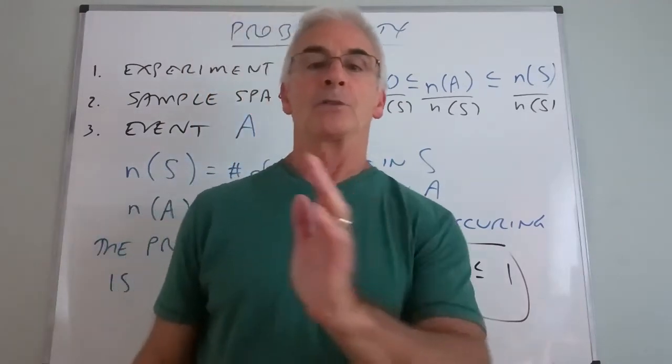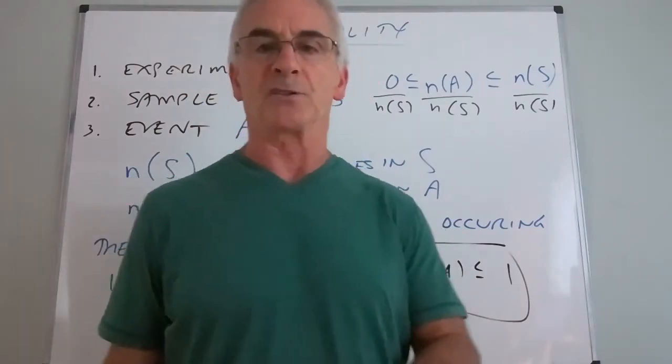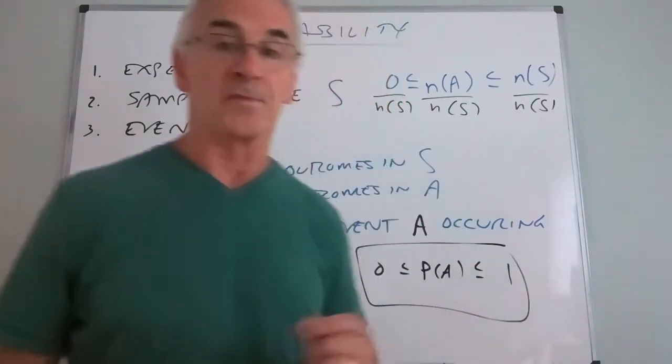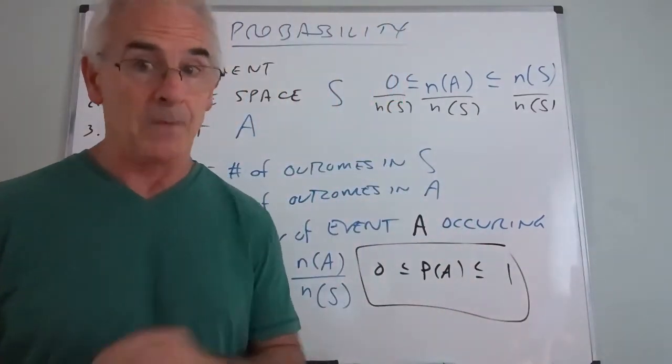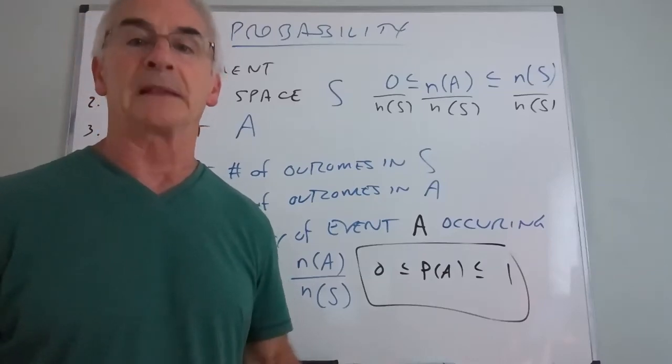Now, some people will use odds. That's a totally different subject. They'll use odds when they're talking about probability. Odds are not probability. Odds come from probability, and probability can come from odds. That's true, but odds are not probability. Odds are something completely different.